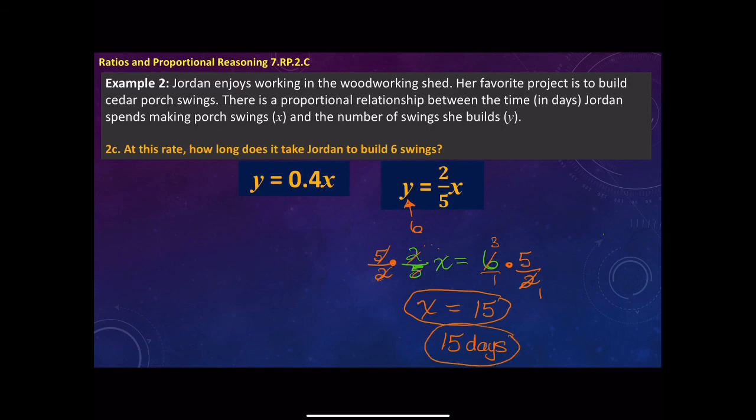Okay, so that does it for this lesson. Make sure you do the practice problems that accompany this lesson, and that should do it.